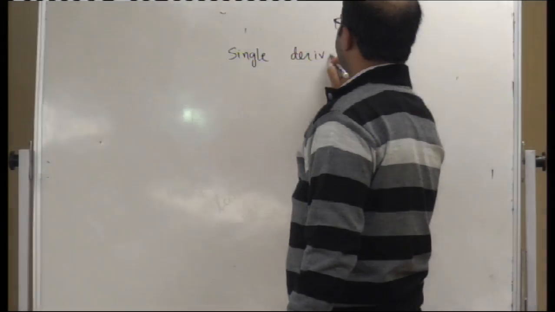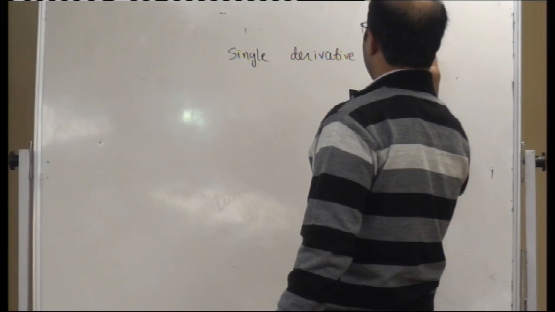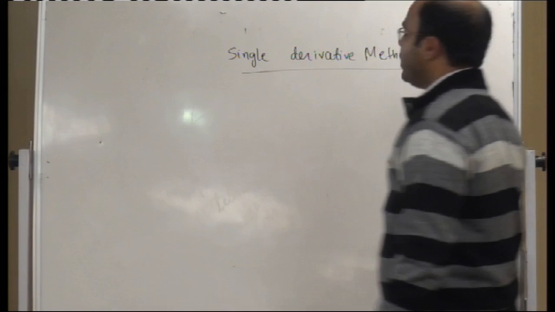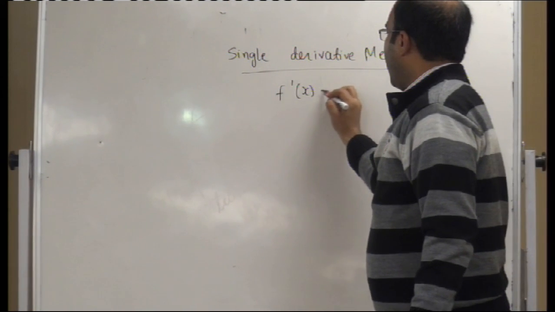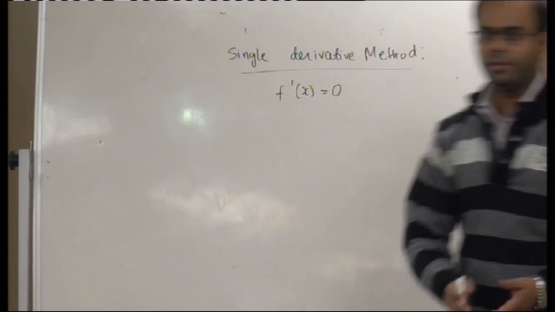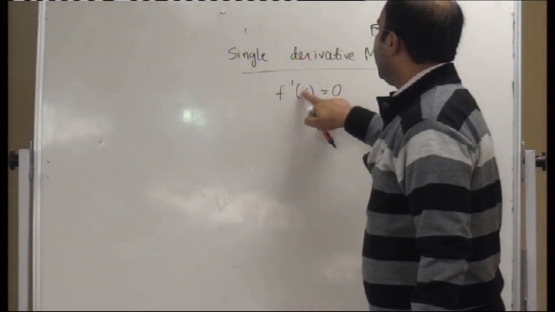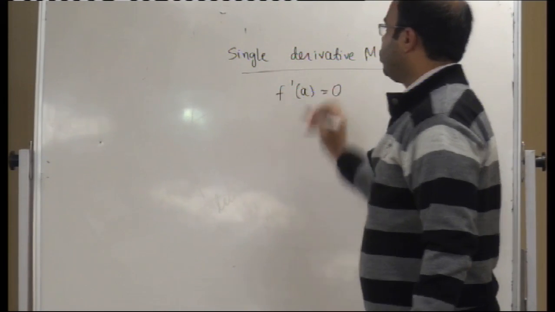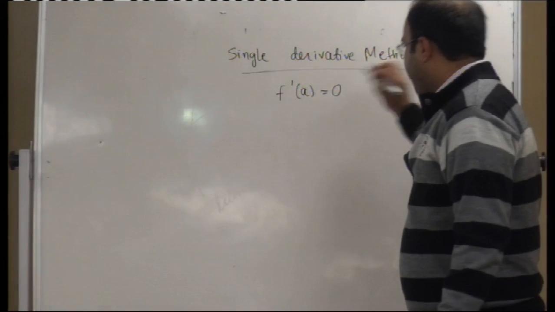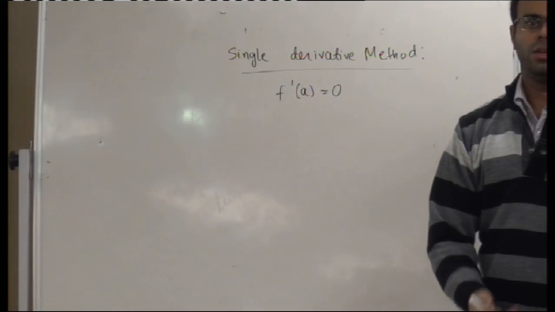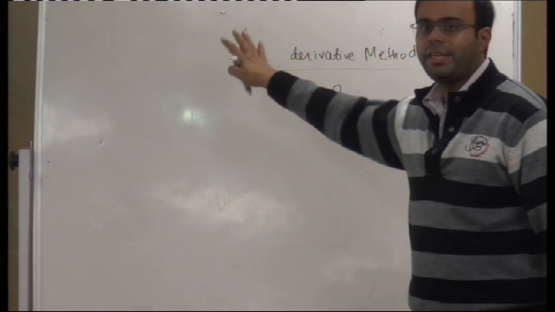as we have previously studied as well, the single derivative method simply says that if a function is differentiable at a point and the derivative is 0 at that point, let that point be a, f dash a equal to 0, then a could be a point of maxima or minima. Or if the derivative is not defined, in that case also maxima or minima could be there. But right now we are talking about the first derivative test.